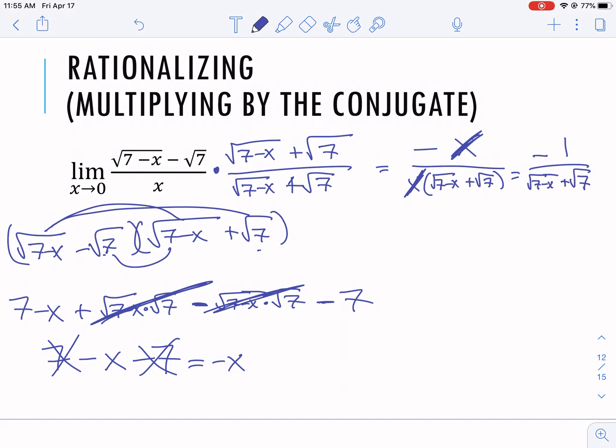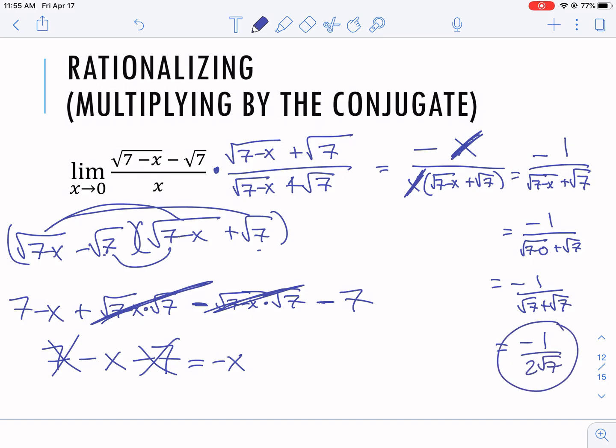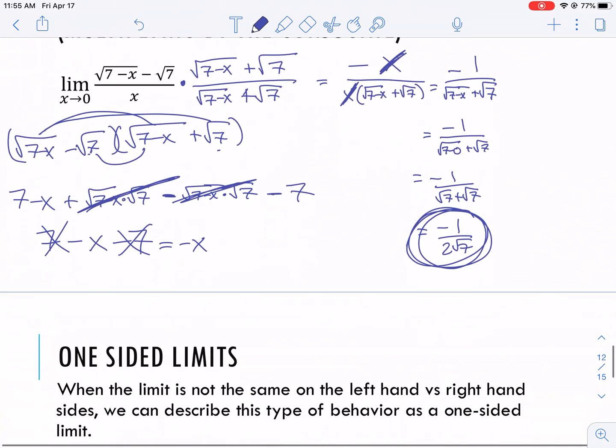So then we're going to plug in 0. So we have 7 minus 0 plus the square root of 7. So I now have negative 1 over the square root of 7 plus the square root of 7. And then now I have negative 1 over 2 square root 7. I'm okay if you leave it like this. You don't have to worry about rationalizing here, okay? All right, so there's that one.